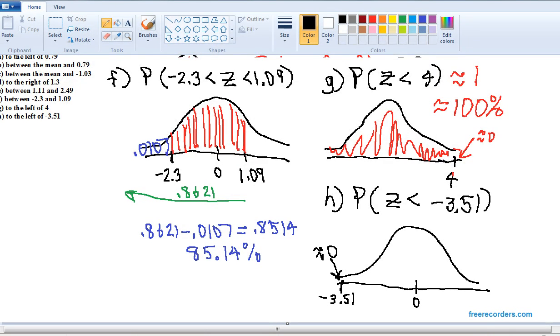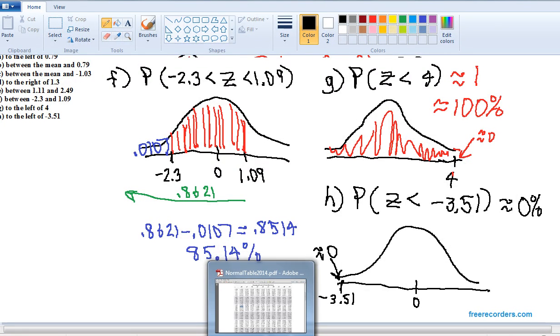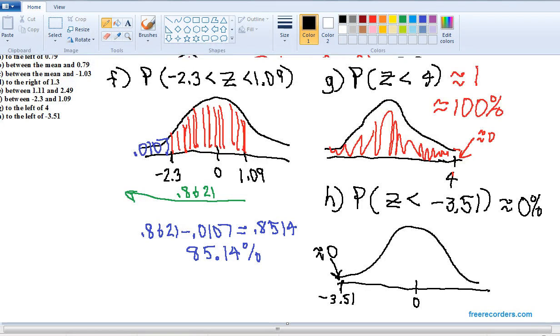And since it asks for a percent, 0 as a number is also 0%. So whenever you're off the table, the answer is going to be 100% if you want the piece that's not in the tail, or 0% if you want the piece that is the tail. So let's see if we can summarize what we have done here.